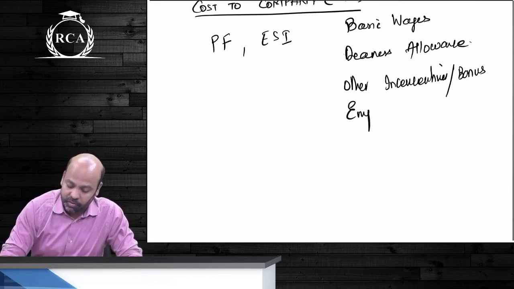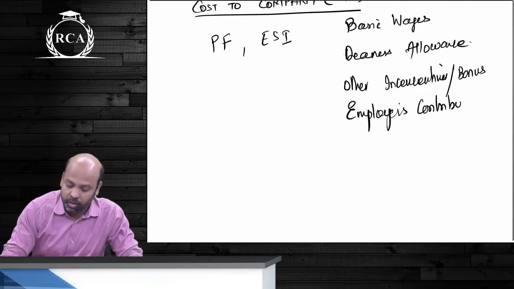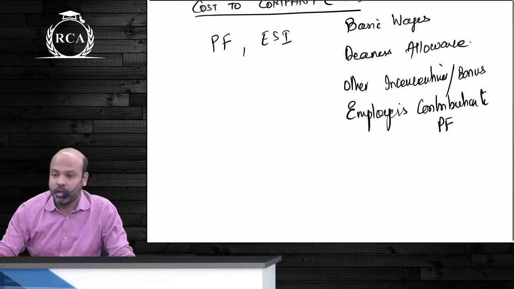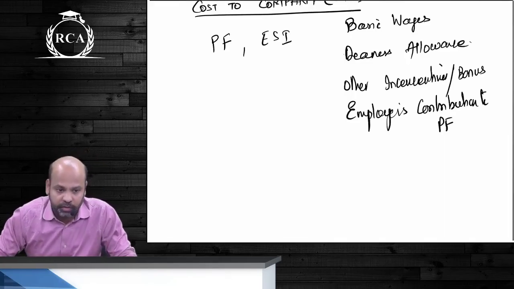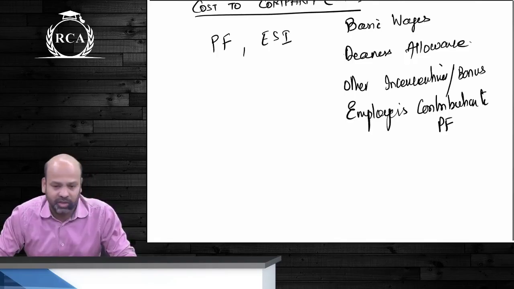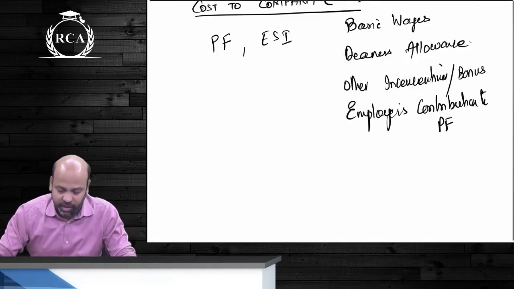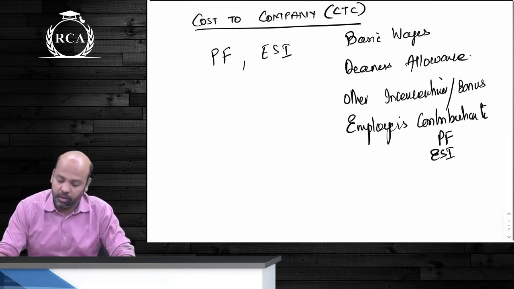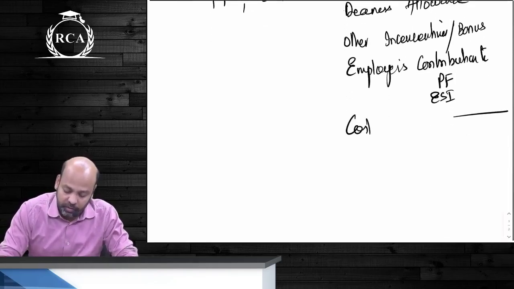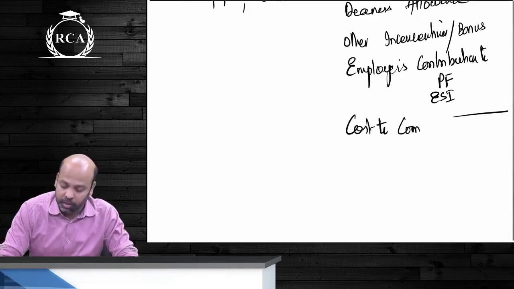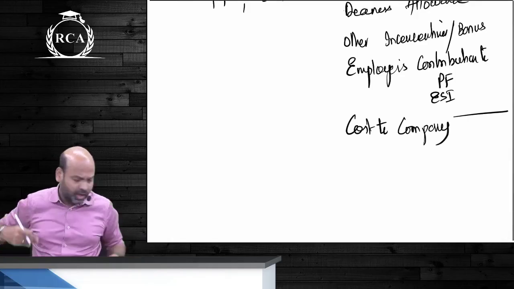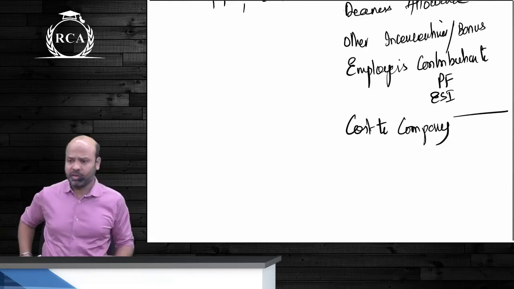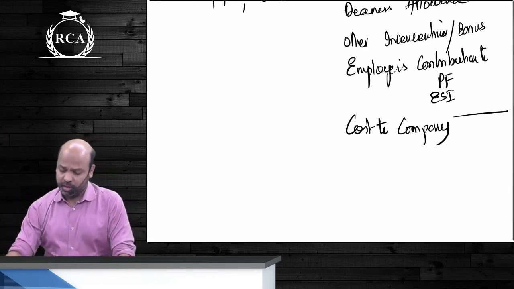Then guys, you're supposed to add employers' contribution to provident fund. You will not add employees'. I repeat, employees' contribution is not the amount of income that they are making, or it can also be employers' contribution to ESI. All of this with a sum total will become cost to company, including an apportionment of gratuity also. जो benefit आता है.